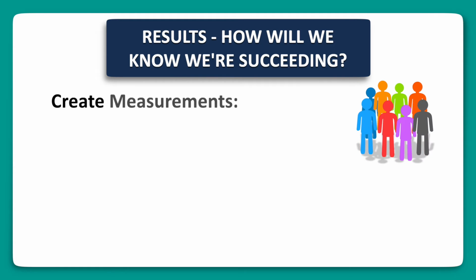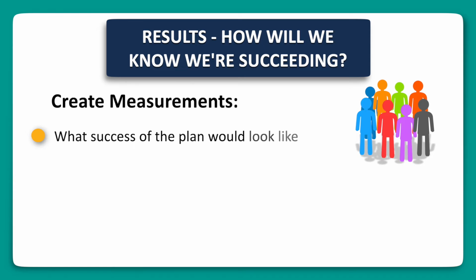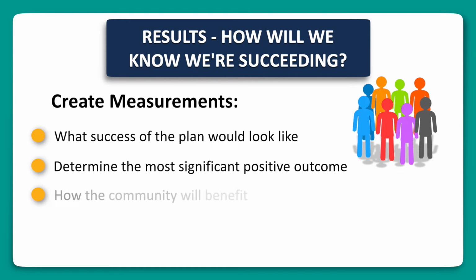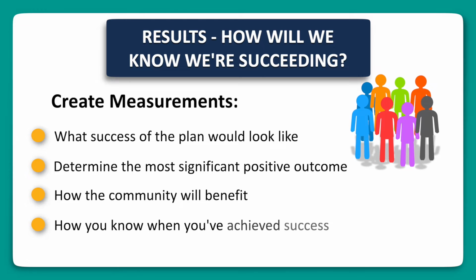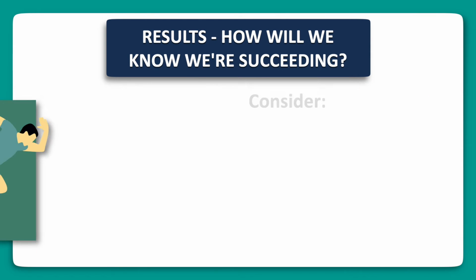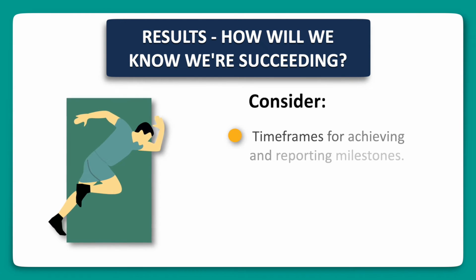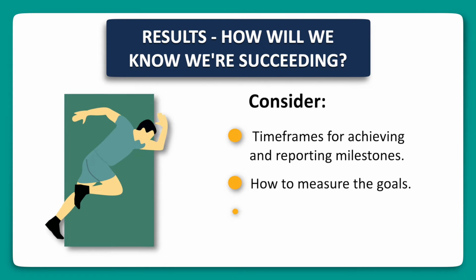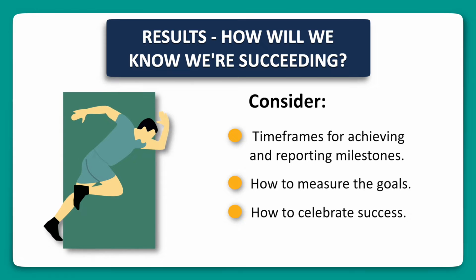To help create measurements, think about what success of the plan would look like. Determine what the most significant positive outcome would be in implementing a plan, how the community will benefit, and how you'll know when you've achieved that success. Also consider the timeframes for achieving and reporting on milestones, how to measure the goals, and how to celebrate success.